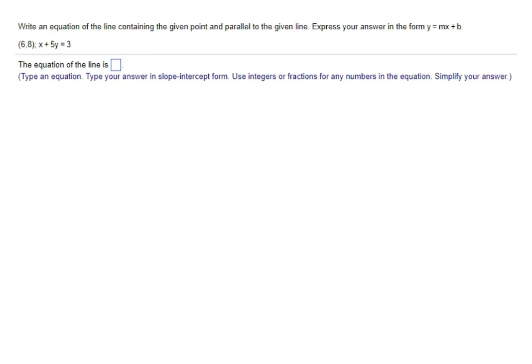Okay, I think we're almost there. Let's see. Okay, I think this is the last problem. Okay, so write an equation of the line containing the given point. This is the worst one. It gives us the most convoluted information here.